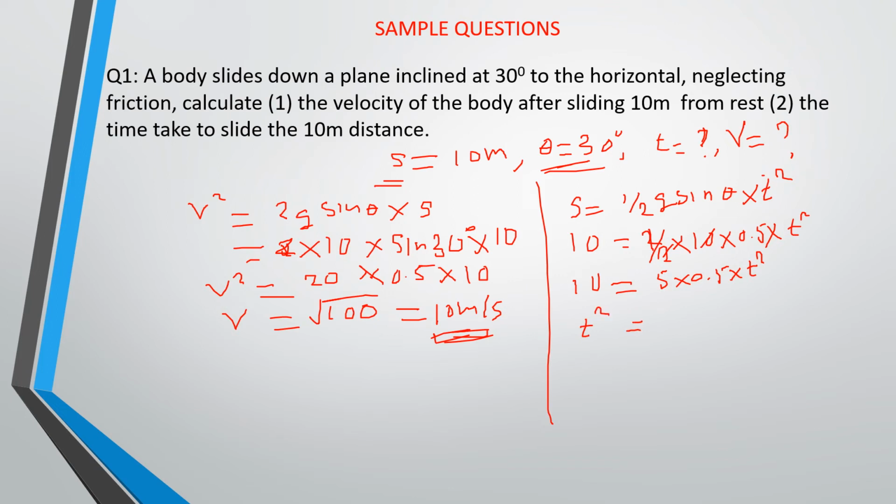t squared will be equal to 10 divided by 2.5. 5 times 0.5 is 2.5. And t will be equal to the square root of that. That is square root of 4. So t will be equal to 2 seconds. Okay, so t is equal to 2 seconds to cover this distance of 10 meters. So that is how to apply this equation to solve some problems, right?